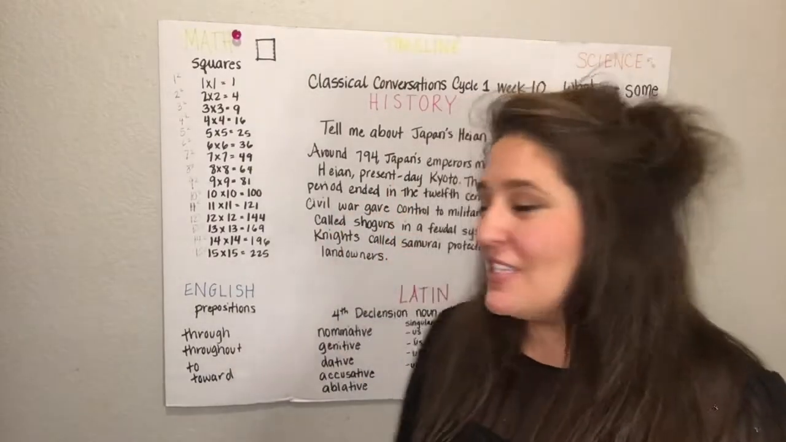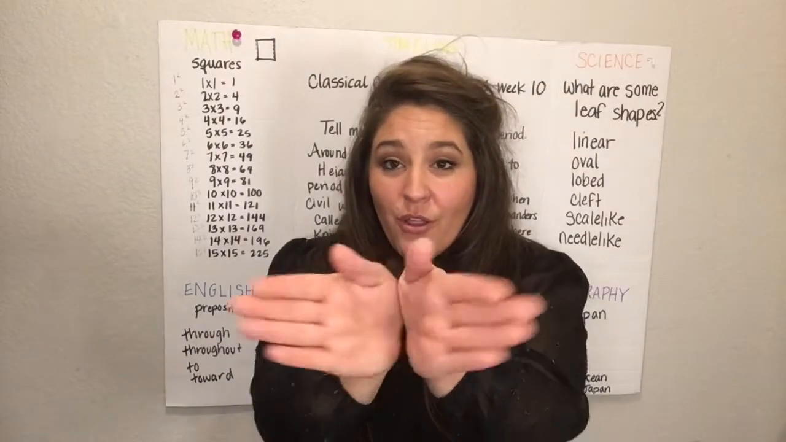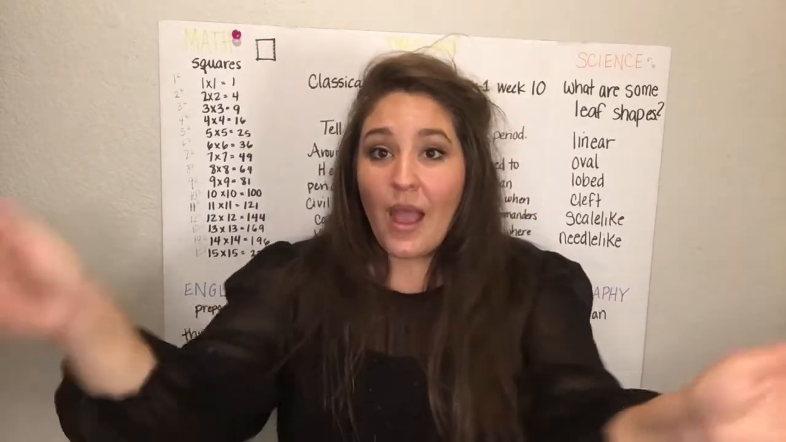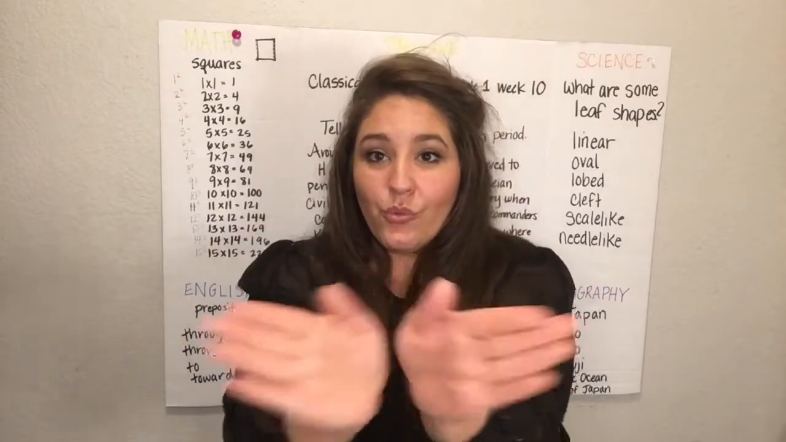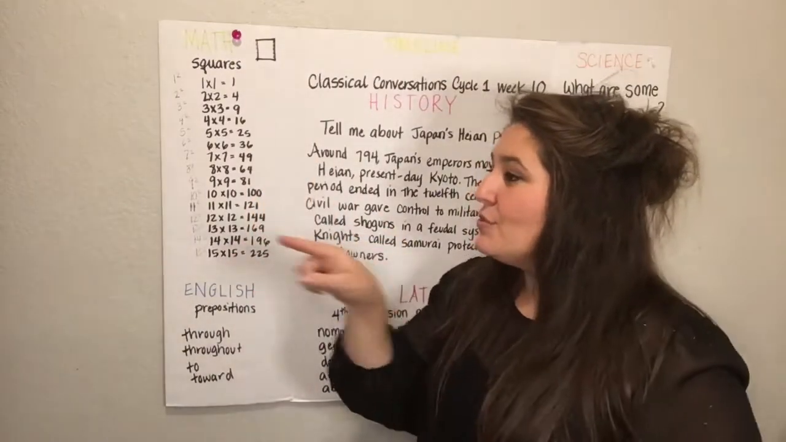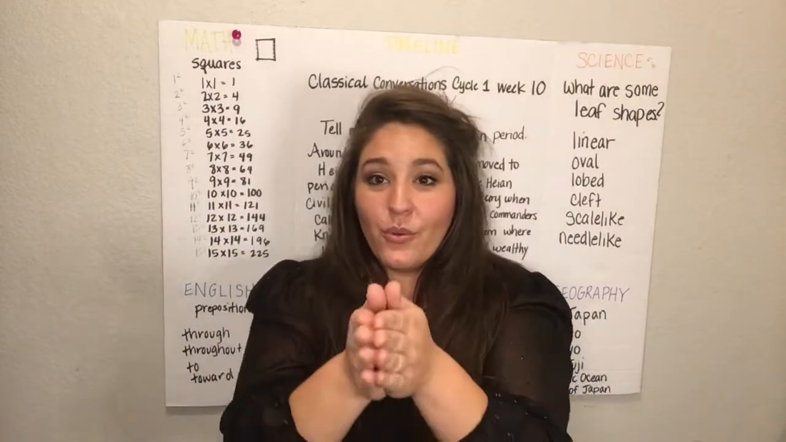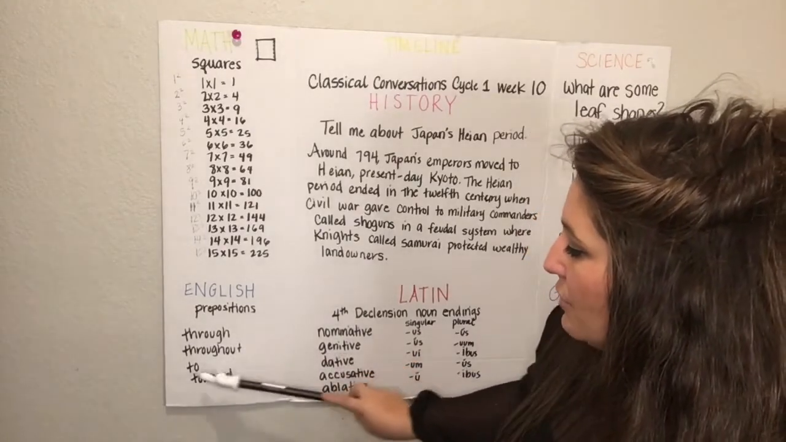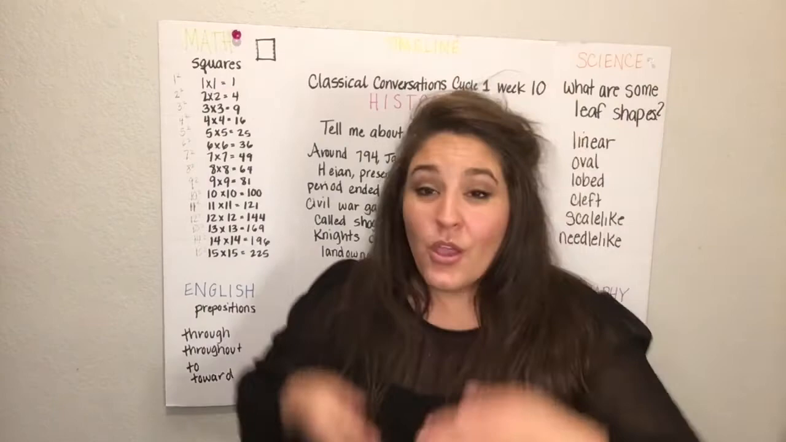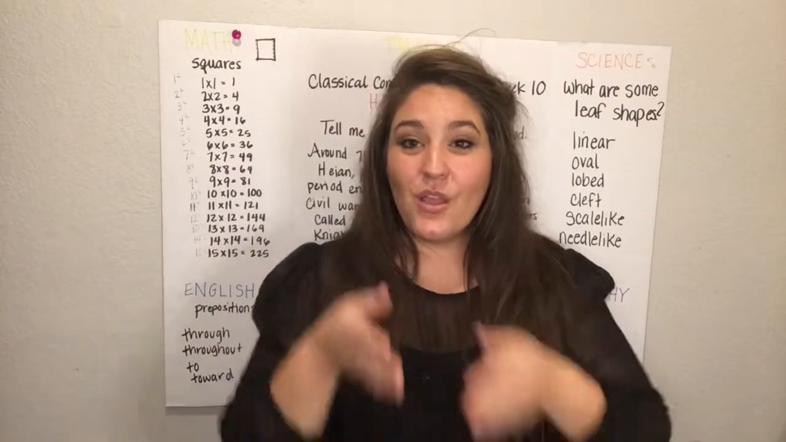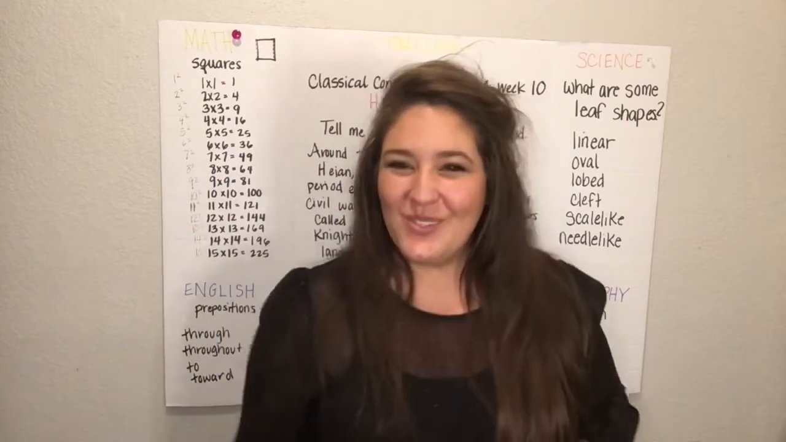All right, we're going to move on to English prepositions. We're continuing with our prepositions, and we're going to do through, throughout, to, towards. Through, throughout, to, towards. Let me show you. Through, throughout, to, towards. You got it.